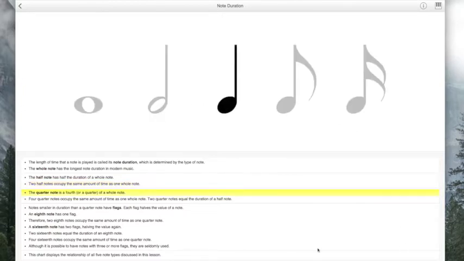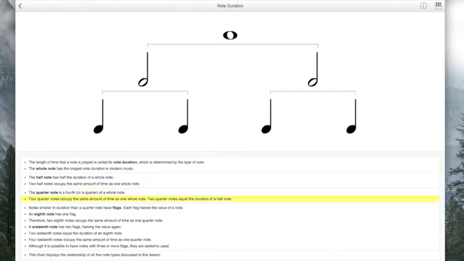Then the next step is the quarter note. A quarter note looks like a half note that's filled in, and a quarter note is 1/4 or a quarter of a whole note. And 4 quarter notes occupy the same amount of time as 1 whole note. 2 quarter notes equal the duration of a half note.